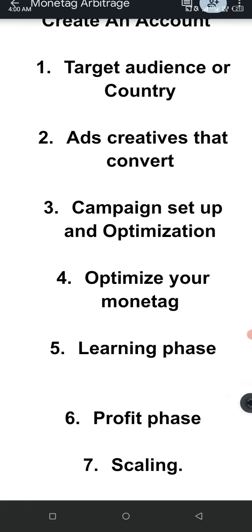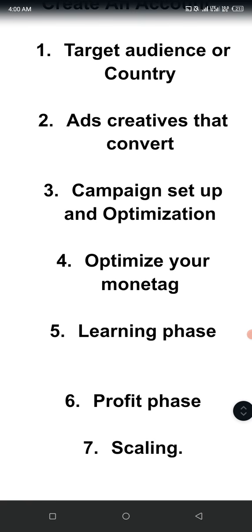Slight profit. So the learning phase is when you are now making profit. Your profit is now coming up, right? Then the profit phase is when the profit is now coming very well. Then when you see that your profit is now coming very well, that is when you can now scale and push more money on the ads.